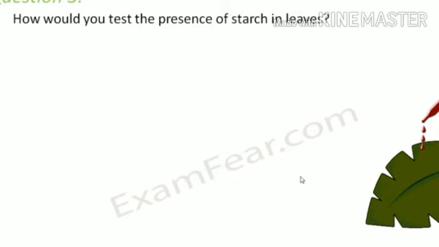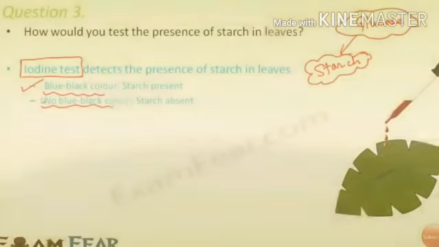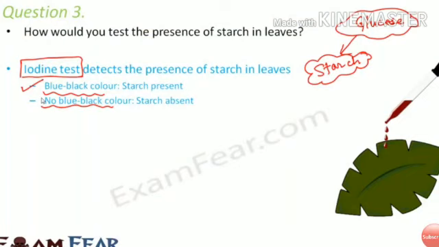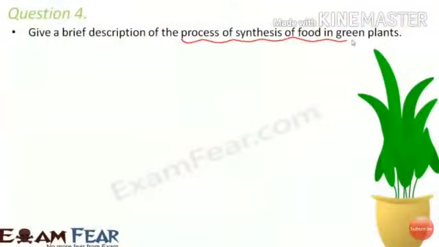And the next one is how would you test the presence of starch in leaves? This is the activity we did in the last class, that is the iodine test. It will indicate the presence of starch in leaves. A blue black color will indicate the presence of starch, and if there is no blue black color, it will indicate the absence of starch.